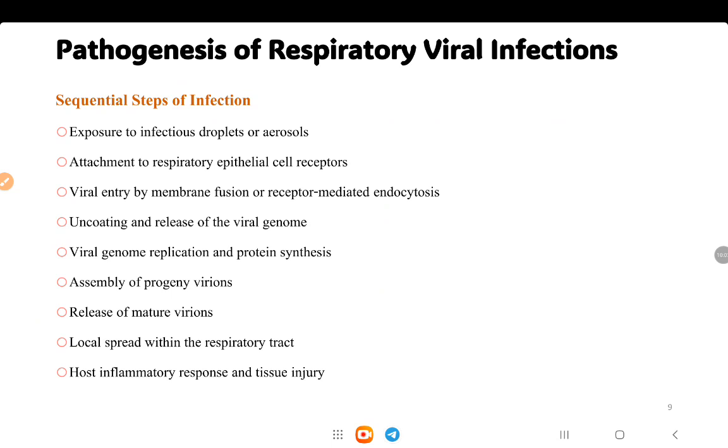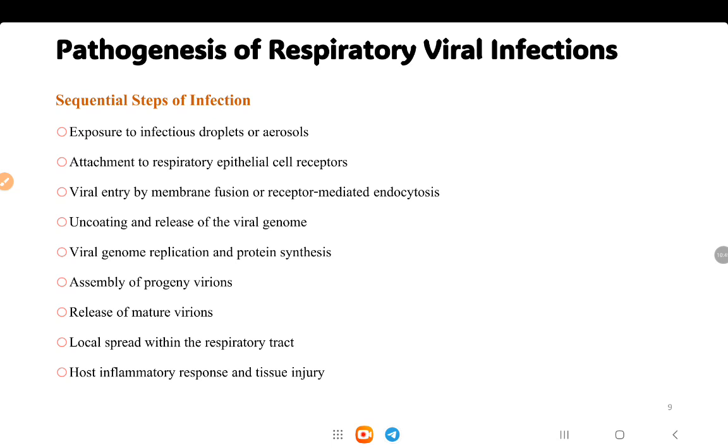The pathogenicity of the different viruses. The pathogenicity of respiratory viral infection occurs in a series of steps. Generally, all begin with transmission of infectious droplets or aerosol, followed by attachment to the receptor on the respiratory epithelial cell. After that, the virus enters the cell through membrane fusion or receptor-mediated endocytosis. Then uncoating occurs, the viral genome is released, and replication begins with genome replication and protein synthesis. New viral particles are assembled and released to infect other cells.